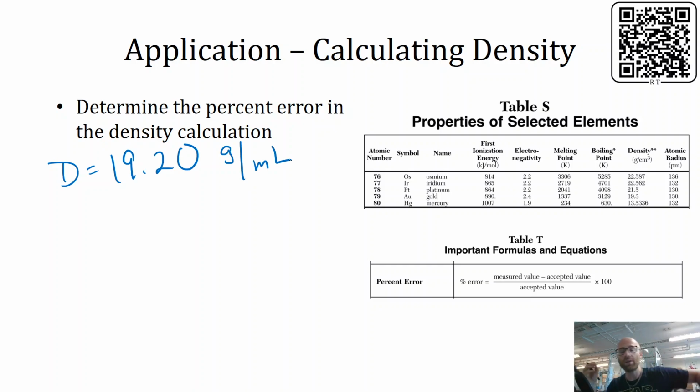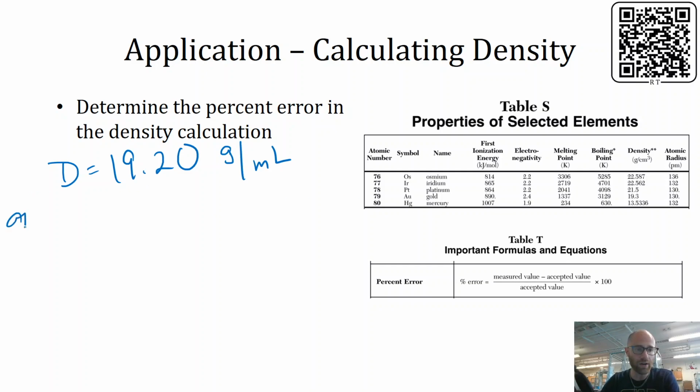You may find yourself in the position of being asked to calculate a percent error, which may or may not be a formula you're familiar with, but I wanted to take the time to mention it. There's your reference table link. On table S, we have a lot of standard information about elements, gold being an element. And if you forget how to calculate percent error, table T on the reference table provides all of the formulas you're probably going to need for getting through chemistry, so we can use that.